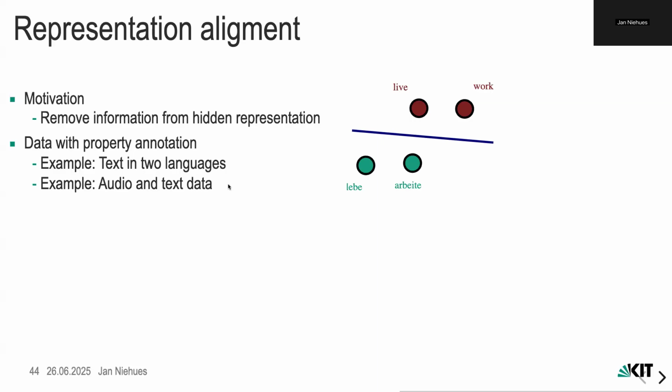Why is that interesting? One big advantage is the data we need. Before, we always needed paired data. So you need German and English data, or you need text data with the aligned audio. In this type of approach, we only need to have the input and the property. So we only need audio and the information that this is audio, and text and the information that this is text. But we don't need the matching.